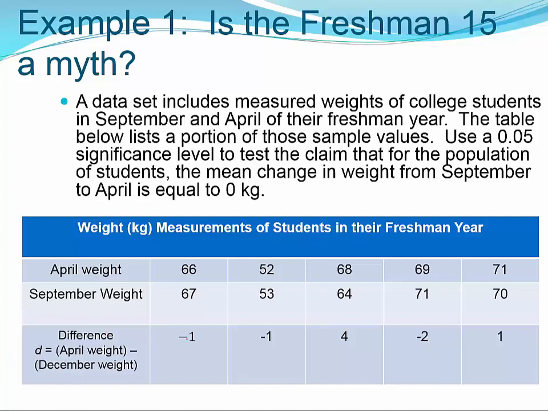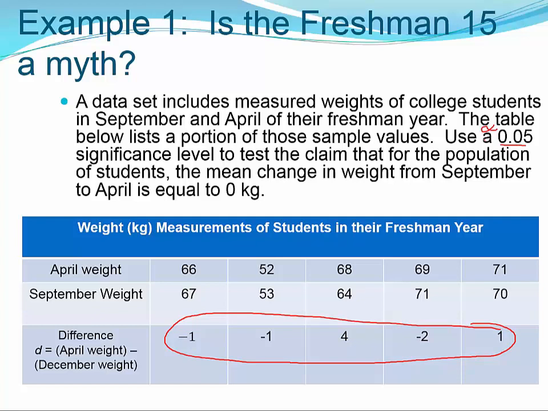Now that we've got all the differences, this is what we're going to be using for the data that goes in the calculator. Now up here, the significance level is 0.05. That gives us alpha. And we're testing a claim that for the population of students, the mean change in weight, so that's mu sub d, from September to April is equal to 0.